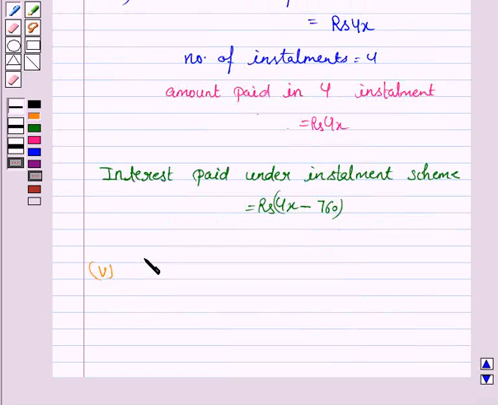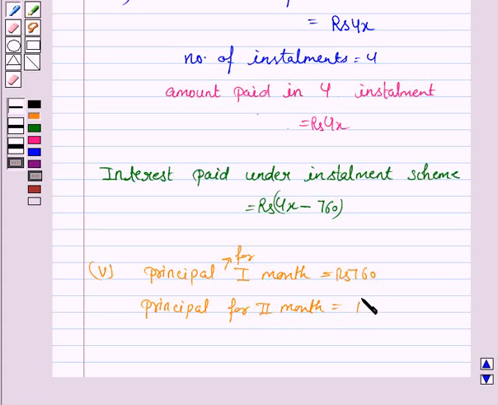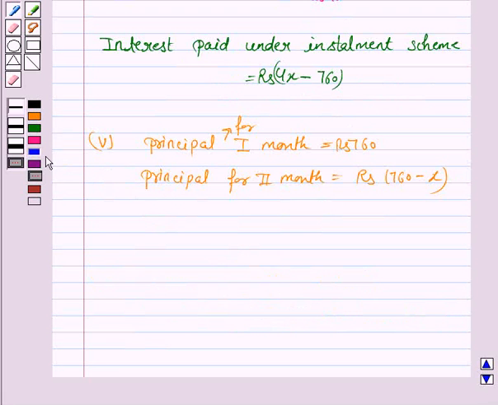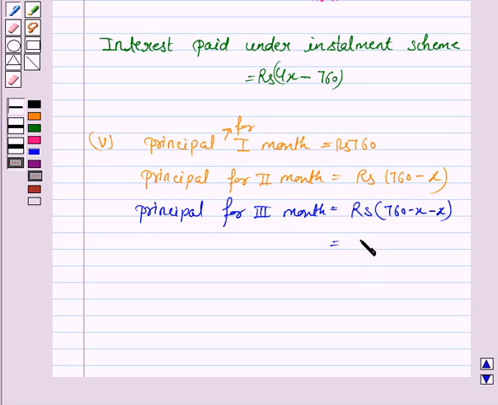Now the fifth step is to find the principal for 4 months. Now the principal for first month is the balance due. And the principal for second month is rupees 760 minus the installment paid in the first month. Now the principal for third month is equal to rupees 760 minus x, that is the principal for the second month, minus the installment paid in the second month. It's not interest, x is the installment, so it is rupees 760 minus 2x.